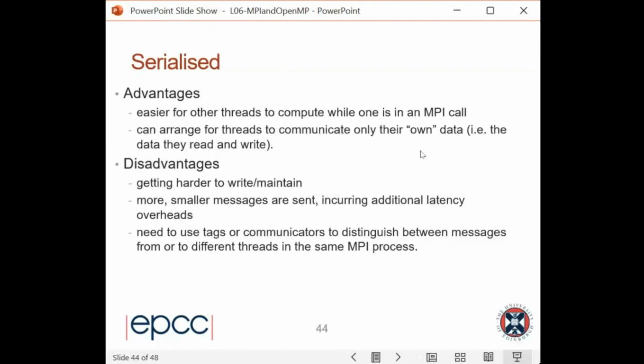However, you can kind of fake it by using tags. So a standard trick in the serialized or hybrid MPI+OpenMP model is to tag the messages with the thread ID of the receiver. So you might say that you send a message to rank 5, but you tag it 7, saying this is for thread 7. But you have to do that by hand.